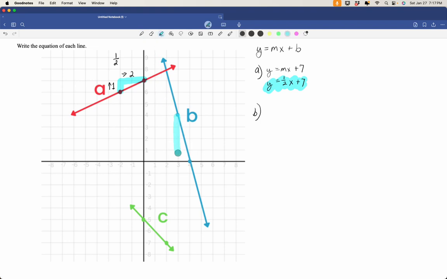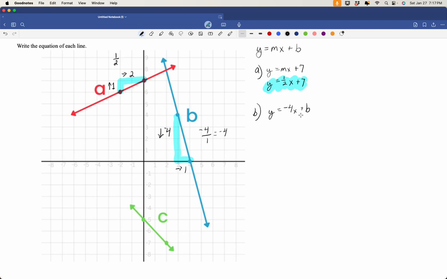So we go to our pathway, and our pathway is 1, 2, 3, 4. It's down 4, so that's a negative 4, and it's over 1. So negative 4 over 1 is just equal to negative 4. So we have our slope. We can write that as y is equal to negative 4x plus b, because we still don't have where it crosses the y-axis, so we can't do our b yet.